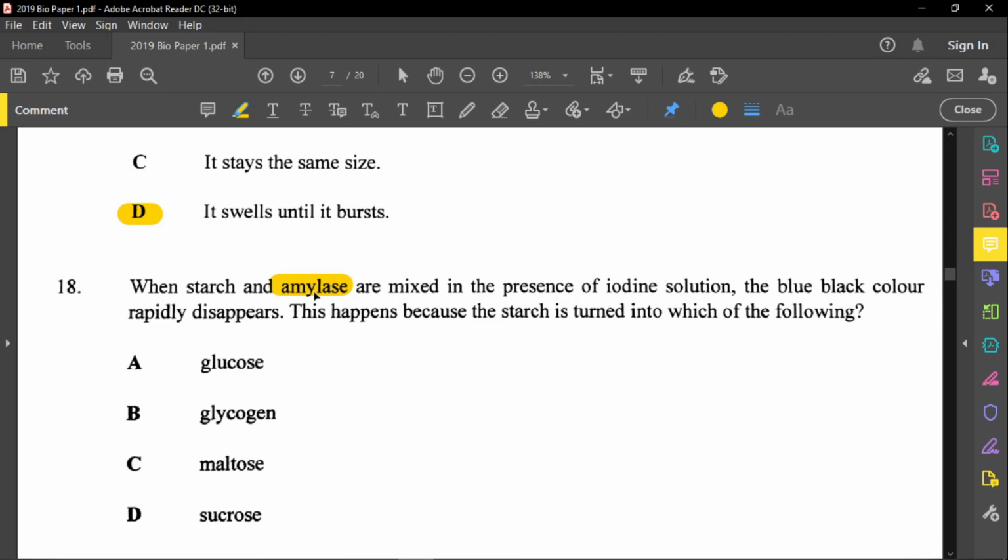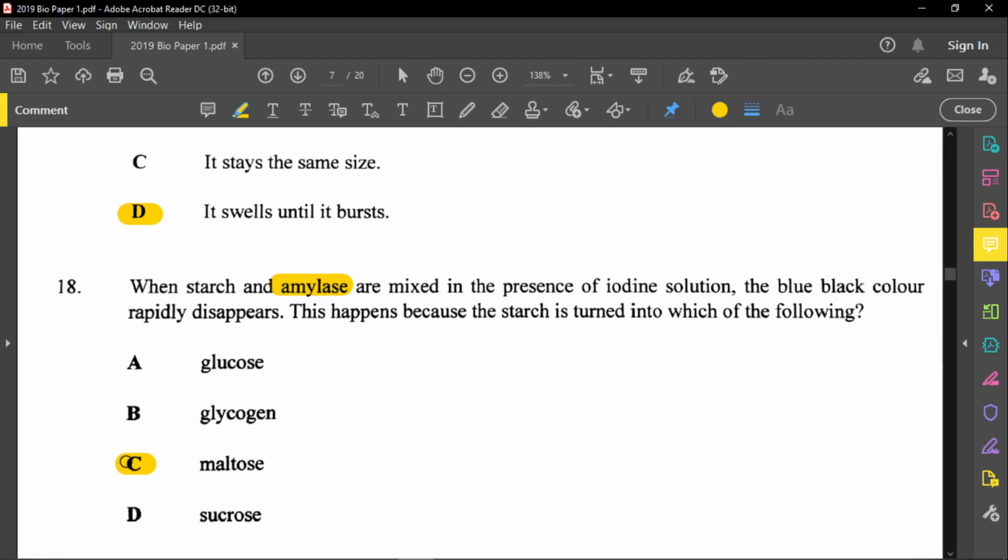That means the starch is reacting with the amylase to form something different, so the iodine cannot maintain its blue-black color. That means it's no longer starch. This happens because the starch is turned into which of the following? Starch is being changed into something else. But remember, amylase will break down starch into maltose, and this takes place in the mouth if you're comparing it to where in the body it is taking place. So starch breaks down into maltose, and maltose will be your answer right here.